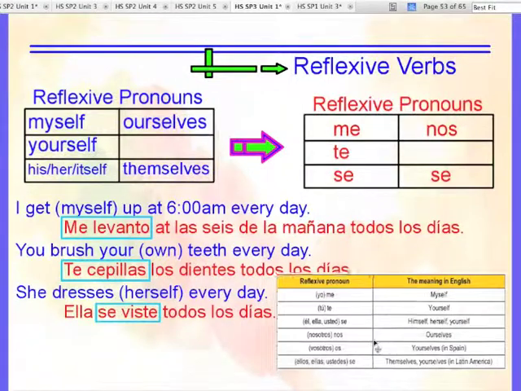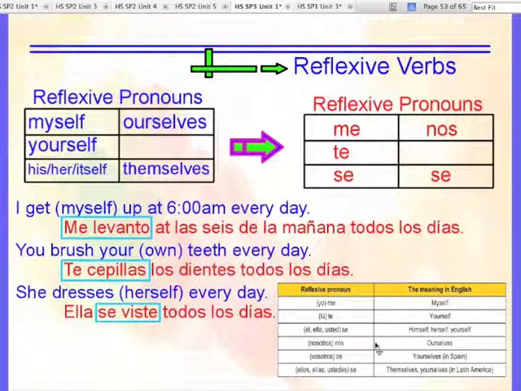Here you have a quick chart table. If you want to take a screenshot of that, you can take a screenshot of the whole screen if you'd like. But I get myself up at 6 a.m. every day. You know, nobody gets you up, right? I mean, maybe you have help and somebody hits you, but at some point you have to get yourself up. You get on your 2 feet. You move at some point. So, me levanto a las 6 de la mañana todos los días. Here we have levanto, right? So, I get up, right? And then me is going to be the myself. I get myself up.